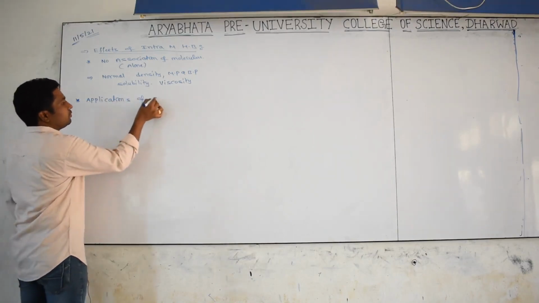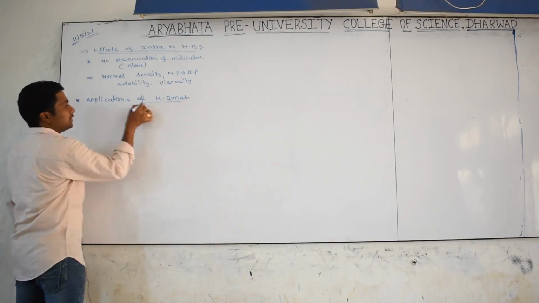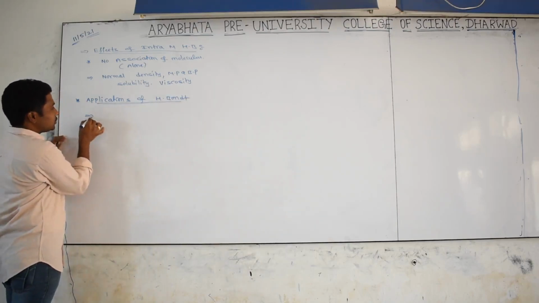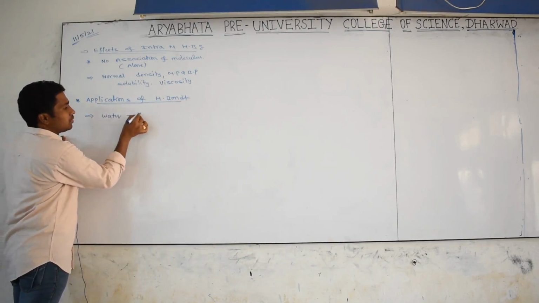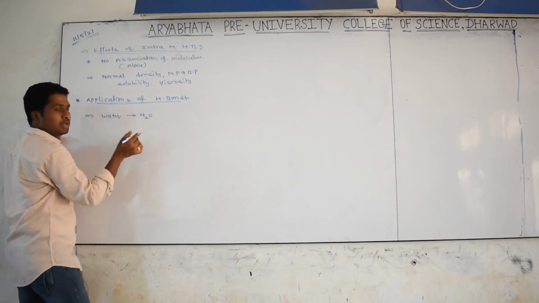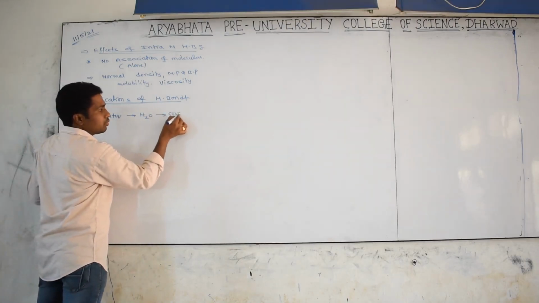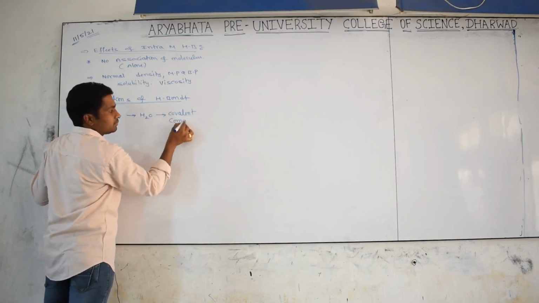Applications of hydrogen bond. Yes, this is important for both theory and competitive point of view. First point I will explain to you. Water is made up of H2O. In H2O, which bond is there? Covalent bond is there. That's why water is called a covalent compound.